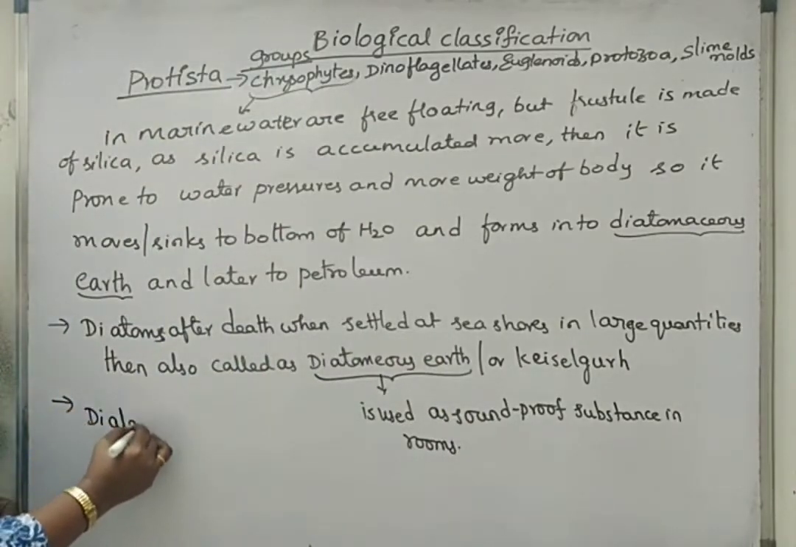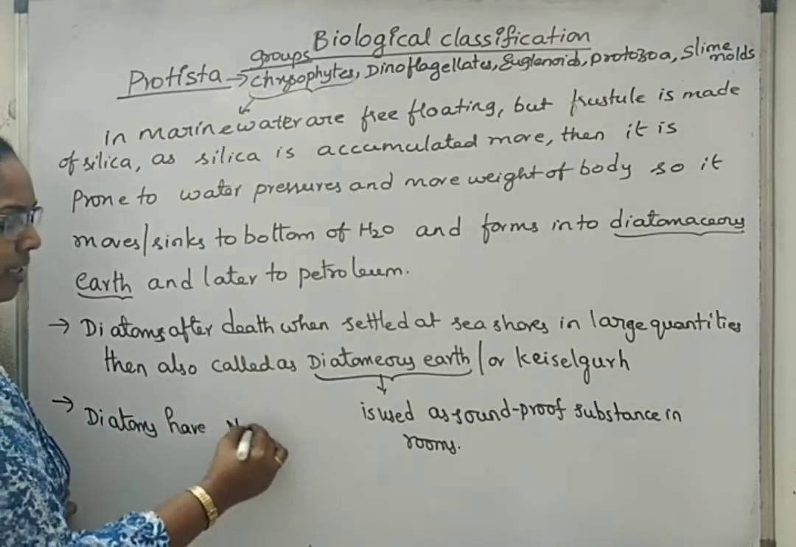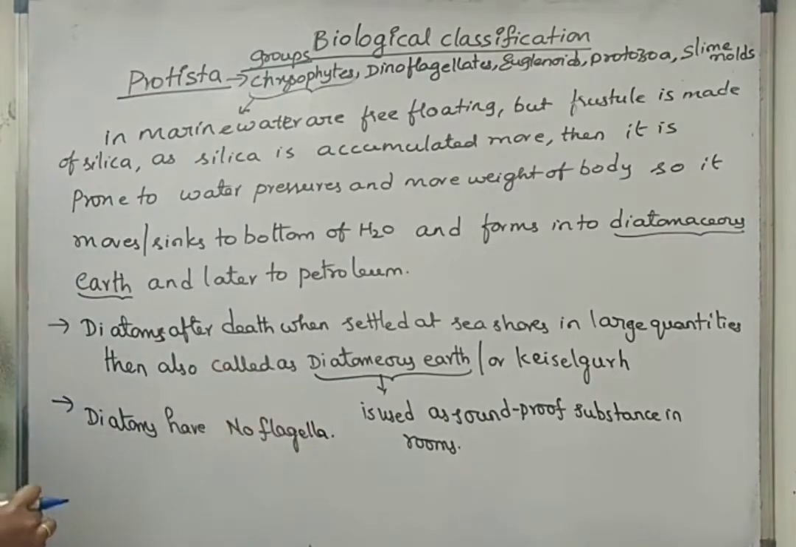Diatoms have no flagella for locomotion. We said that locomotion is by cilia, pseudopodia, etc., but here diatoms do not have any locomotory organs. They move according to the water currents.